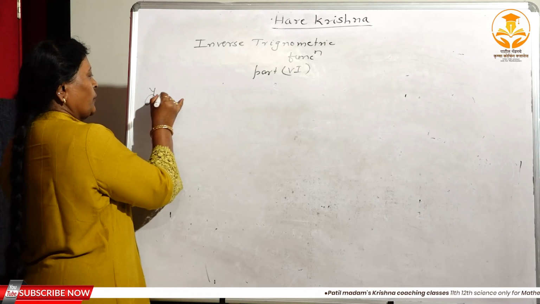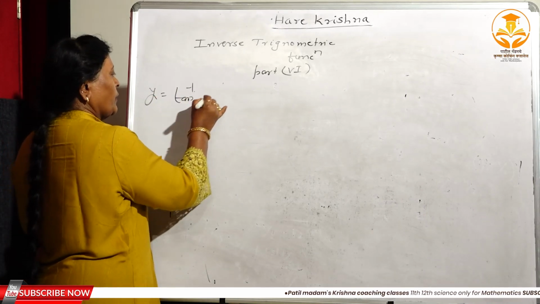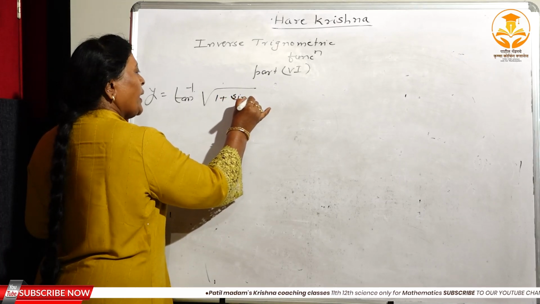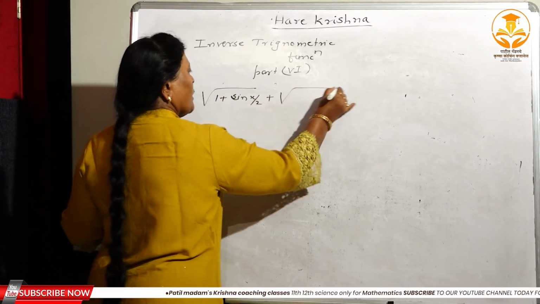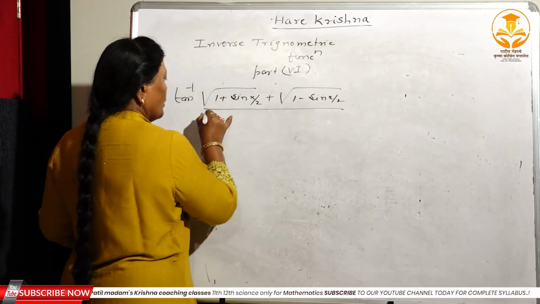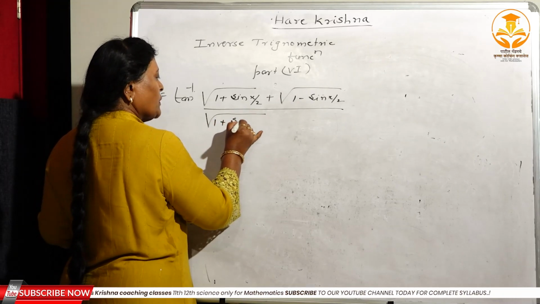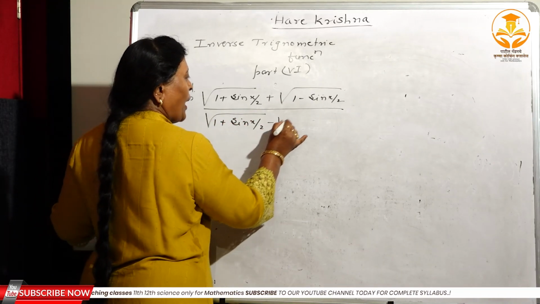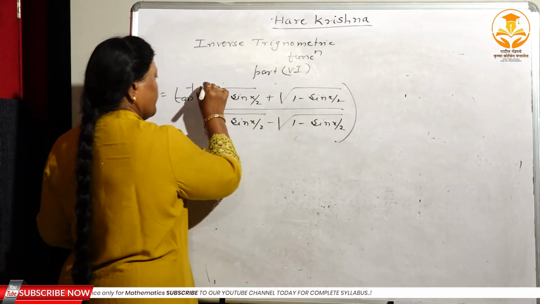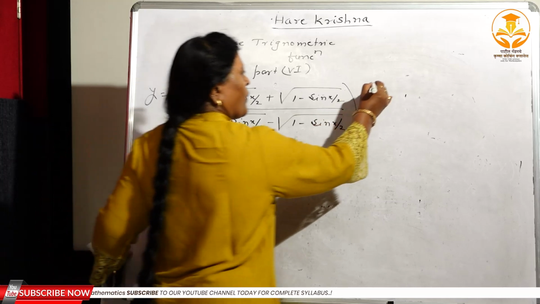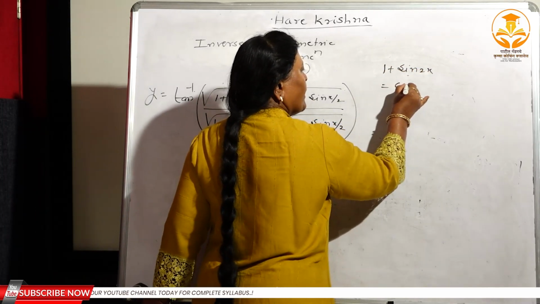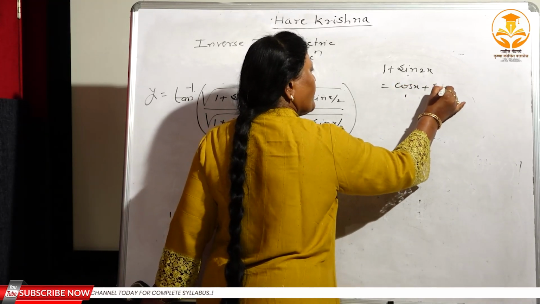Y is equal to tan inverse of (root of 1 plus sine x by 2 plus root of 1 minus sine x by 2) divided by (root of 1 plus sine x by 2 minus root of 1 minus sine x by 2). See here, again you know the formula: 1 plus sine 2x you can write as (cos x plus sine x) whole square.